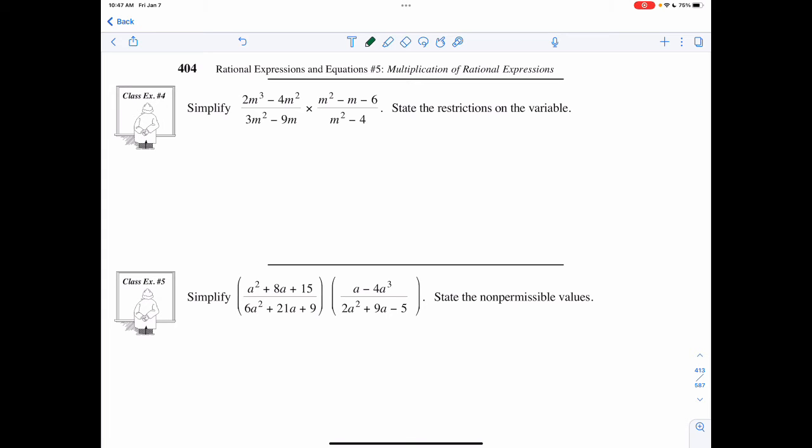When I get to example 4, same process. So I'm going to fully factor the numerators, fully factor the denominators. That's my step 1. When I factor down the numerator, I pull out the common factor of 2m squared, and I'm left with m minus 2. The denominator, I'm going to pull out 3m, and I'm left with m minus 3.